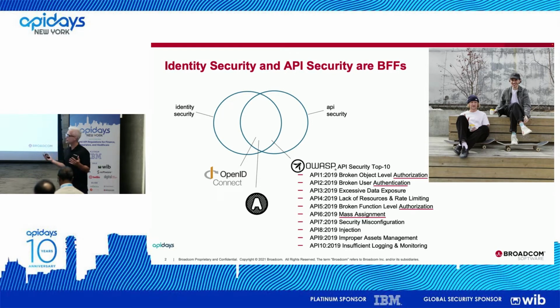Today we think of OpenID Connect and OAuth as identity standards, but they're extremely relevant to us in API security. If you look at the OWASP API Security Top 10, which is one of the most used references for cybersecurity for APIs, you can see that right at the top there are concepts like authorization and authentication. API security is founded on a basis of trust, and trust is based on identity. That's why there's so much overlap between those two things.